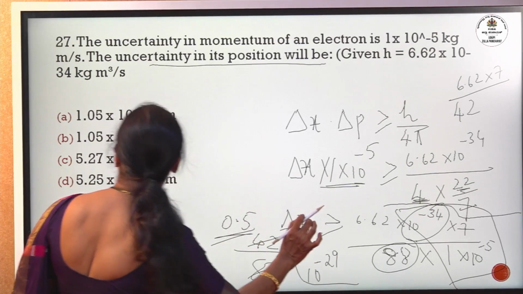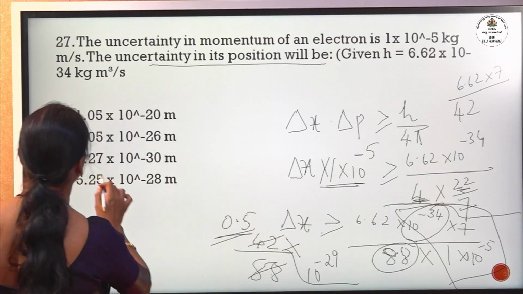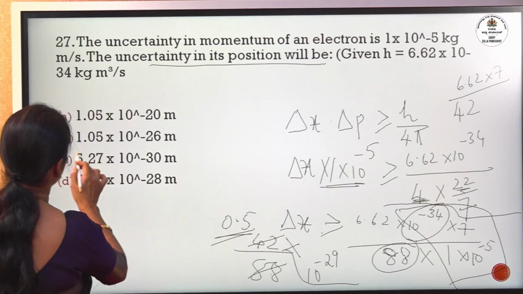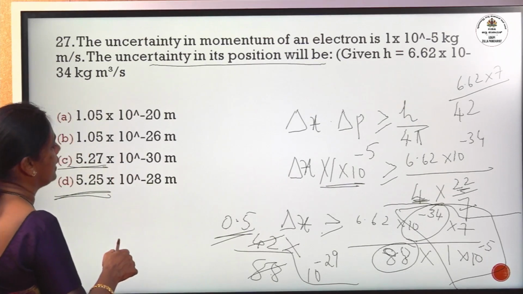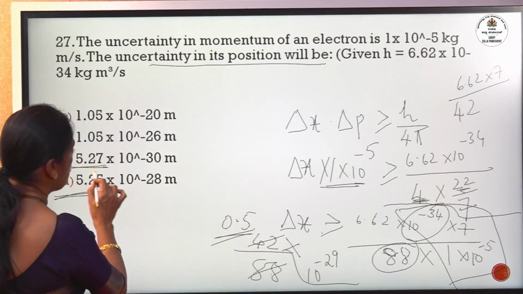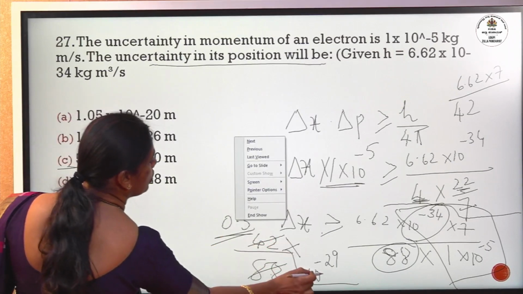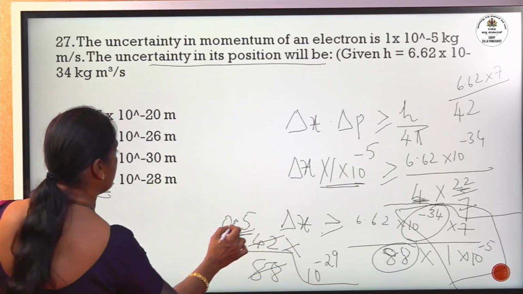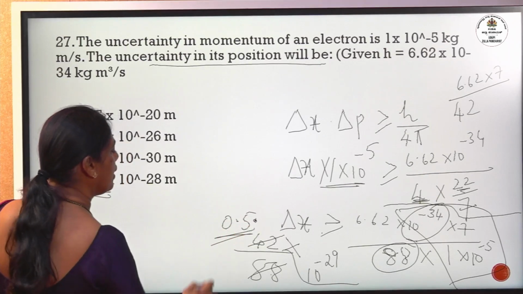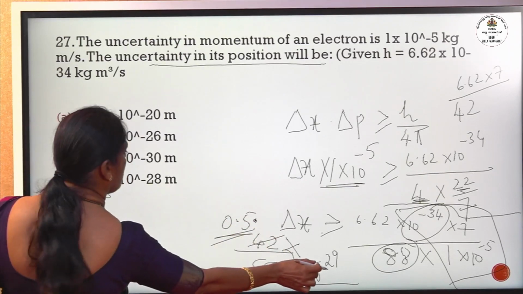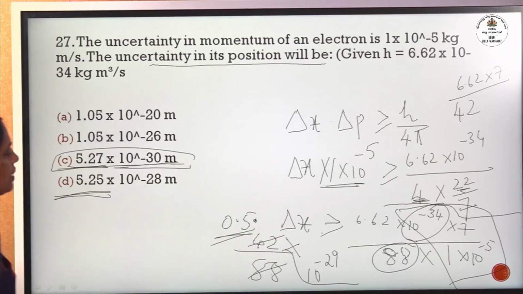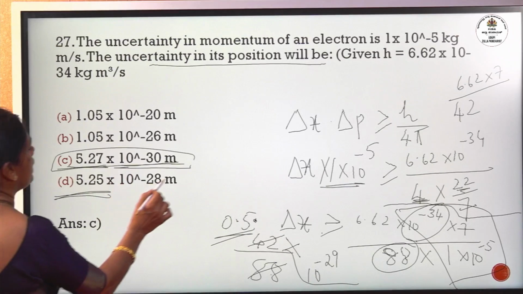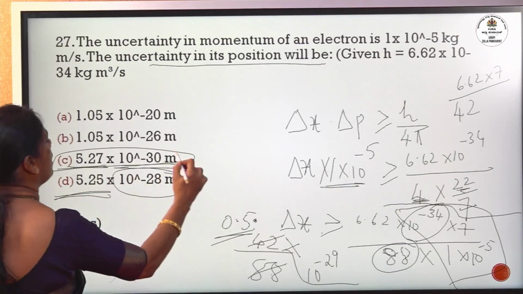Now we'll check the options. 0.5 means it is in either this or this. Out of these two we have to check to get the correct answer. 5 point something, and now the power is 10 to the power minus 27. If we are moving to the right side, this becomes 10 to the power minus 30. So the option is C. C is the correct answer. This is the correct one.